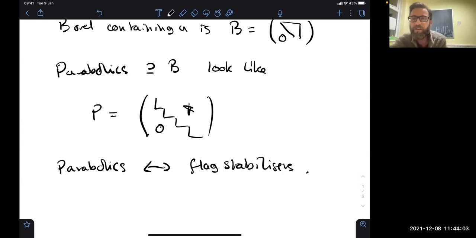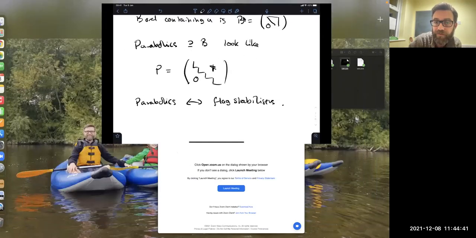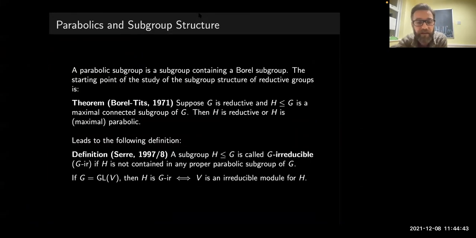So in particular, the maximal parabolics are simply stabilizers of subspaces. And this is why you see this notion of irreducibility works in this case. So if I tell you I've got a subgroup that's irreducible in this sense of Serre, it's not contained in any parabolics. In particular, it's not contained in any maximal parabolics, so it doesn't stabilize any proper subspaces of the natural module. So that natural module is an irreducible module for this subgroup. Right. Hence the name. Okay, so this is the class of subgroups of interest in a reductive group.